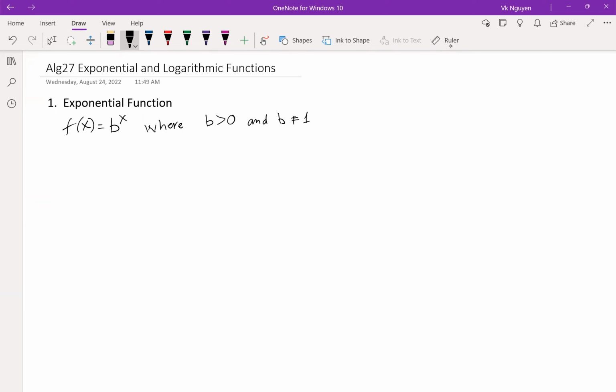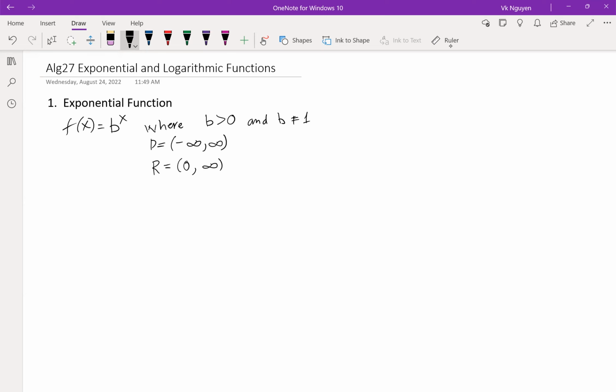x here, as you see, can be any number. I mean, the domain here is everything, negative infinity to infinity. The range here is, well, because b is more than 0, we can only get positive numbers as output. So the range is from 0 to infinity.